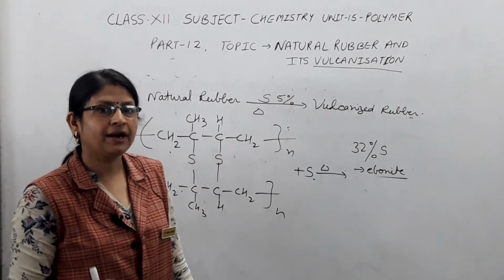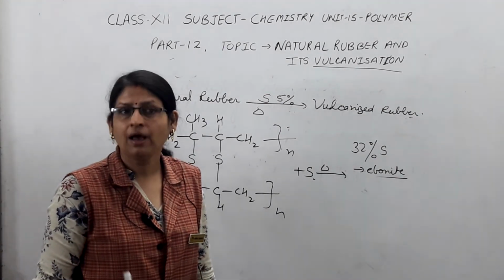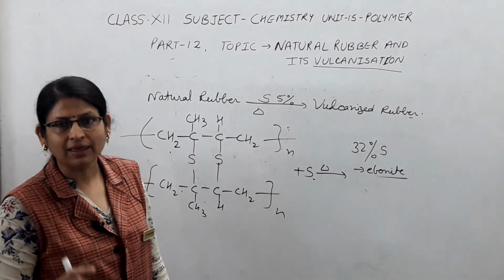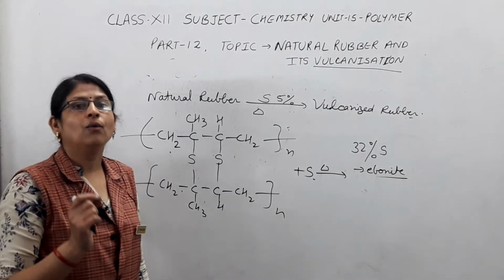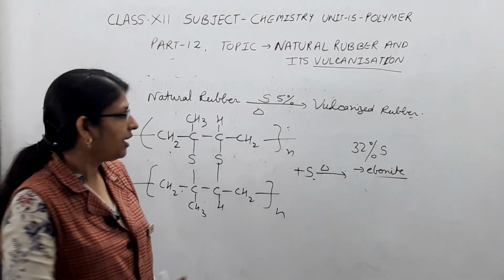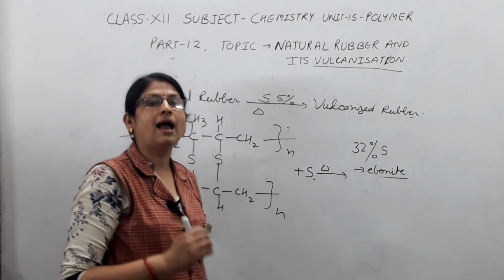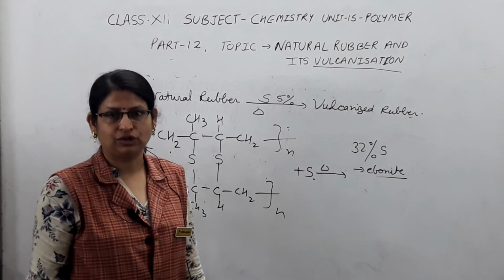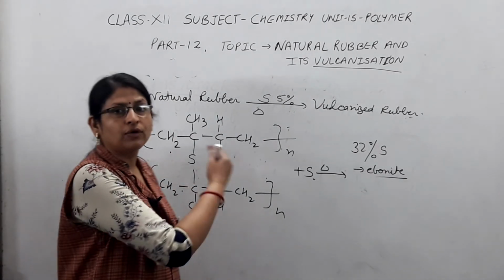So what is natural rubber? Natural rubber is isoprene. Its common name is isoprene, and its IUPAC name is 2-methyl-1,3-butadiene. When this natural rubber is vulcanized, it converts to vulcanized rubber, and due to vulcanization we improve the property of natural rubber. So this is all about this video.